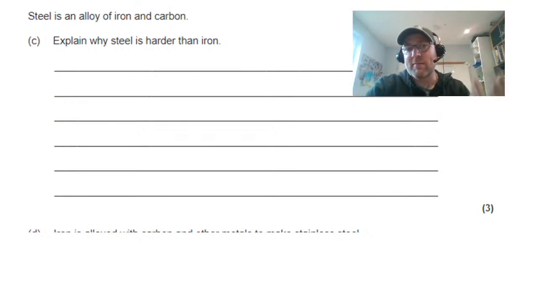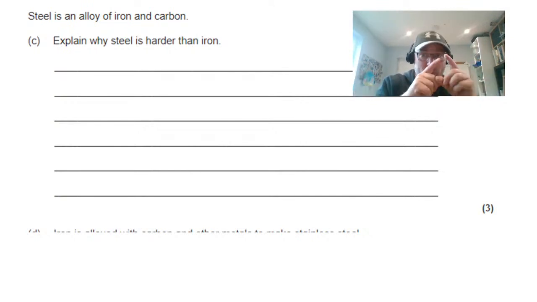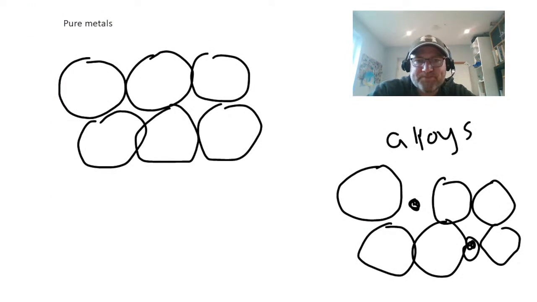So really the 3 marks here is to say different sized elements. So elements of different sizes. It's not just made of one element with one size. So the different sized elements disrupt the layers or interrupt the layers and prevent the layers sliding. And that's why steel is harder.